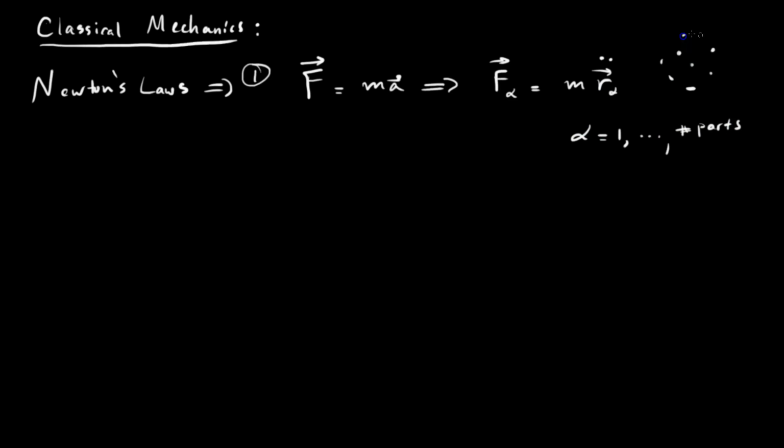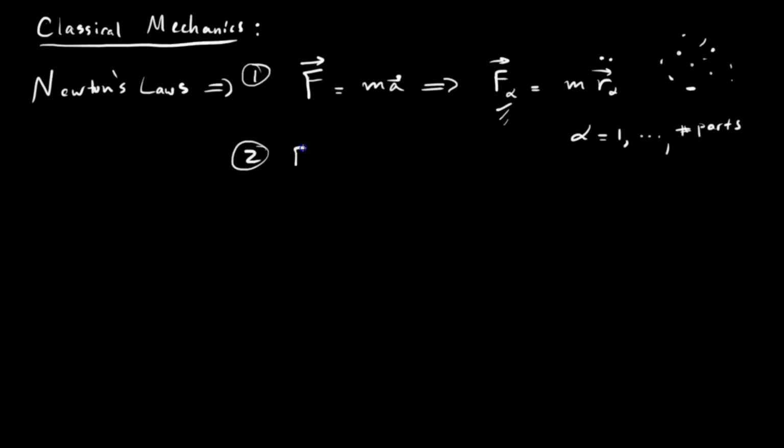Imagine we have a system like this. We're going to have 1, 2, 3, 4, 5, a certain amount of parts, and we have to find the force on each one of these parts. A nice compact way to write this is by using alpha. So let's say F1 is going to be the force on particle 1, and so on. And this is just the second derivative of position. Okay, so we have F equals ma.